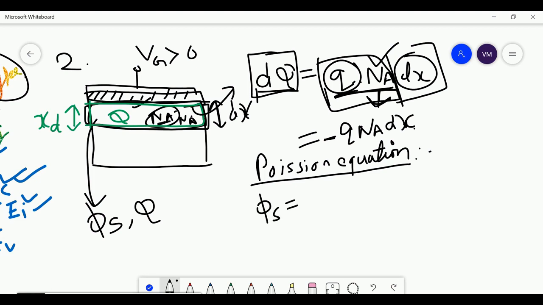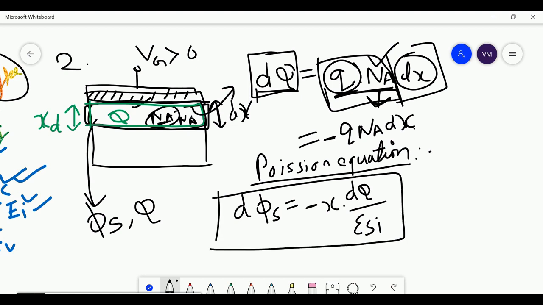Fine. So what is that Poisson equation? That is phi s, surface potential, total surface potential in a small area, that is d phi s. D phi s equals the size or the length of the depletion layer multiplied by the charge in the depletion layer, that is dq, divided by the permittivity of that particular area. What is the permittivity of that area? That area is nothing but silicon, so I will take epsilon Si, the permittivity of silicon. So this is the Poisson equation.